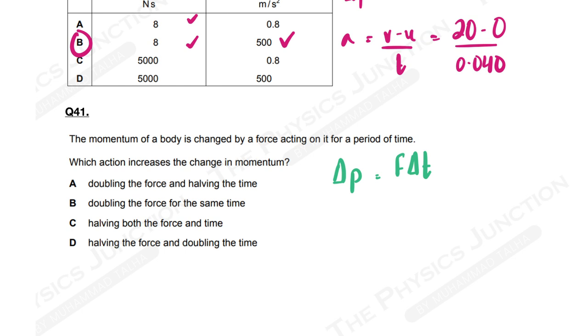Doubling the force and halving the time means you are doubling this and you are halving the time. This means it has no overall effect, so it's definitely not A. Doubling the force for the same time means this will increase the change in momentum. This is correct. Halving force, halving time would halve this, so the change in momentum would become a quarter of what it used to be. So it's not this, because we're looking for increases, and halving the force, doubling the time is pretty similar to this. So it's B.